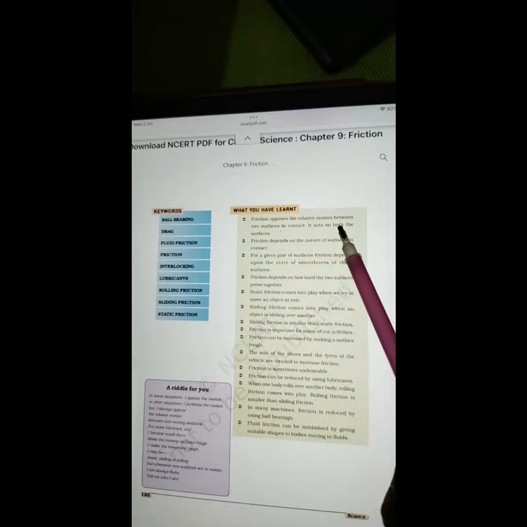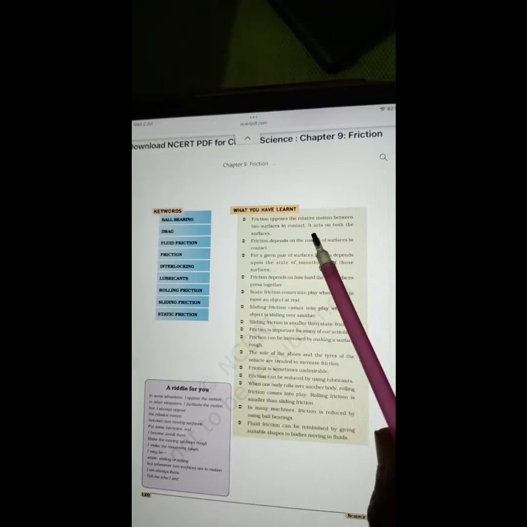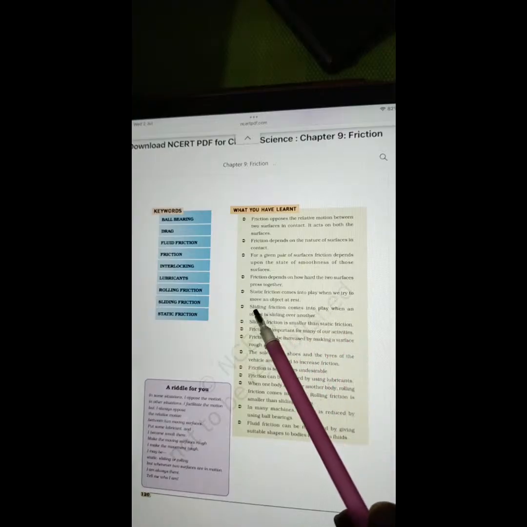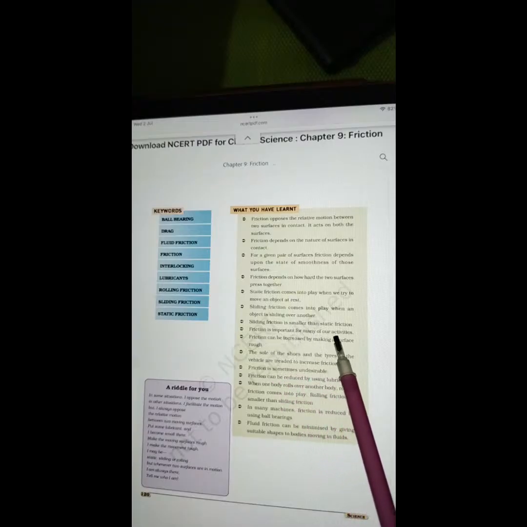Friction opposes the relative motion between two surfaces in contact. It acts on both the surfaces. Friction depends on the nature of surfaces in contact. For a given pair of surfaces, friction depends upon the state of smoothness of those surfaces. Friction depends on how hard the two surfaces press together. Static friction comes into play when we try to move an object at rest. Sliding friction comes into play when an object is sliding over another. Sliding friction is smaller than static friction.